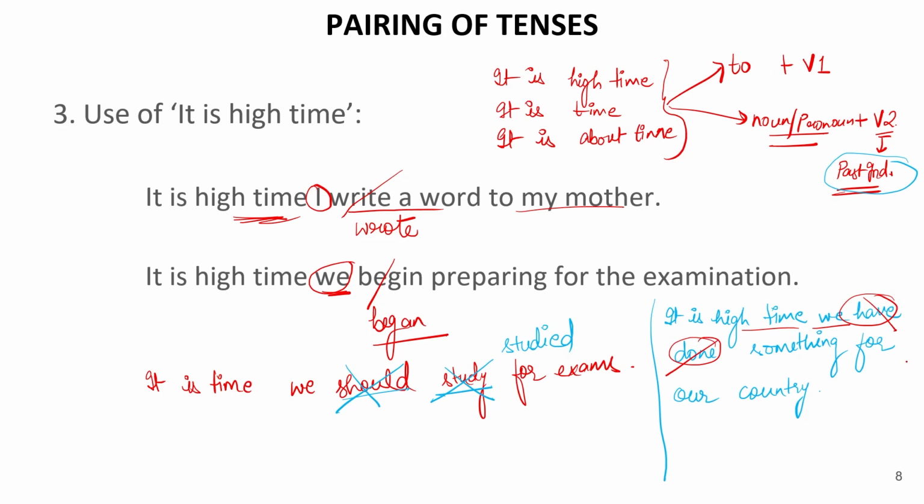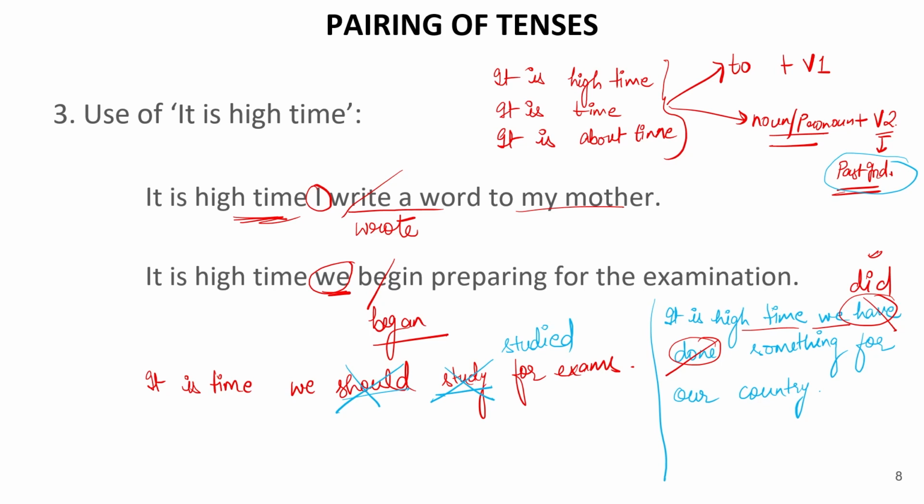Now one thing that students always do, they write the sentence like it is high time we had done something useful or something for our country, but that is also incorrect. Instead we write the sentence like we did something for our country, because this is past indefinite. If I write had done, that will be incorrect, because had done is a past perfect tense, whereas we need only past indefinite. And this is very, very important.